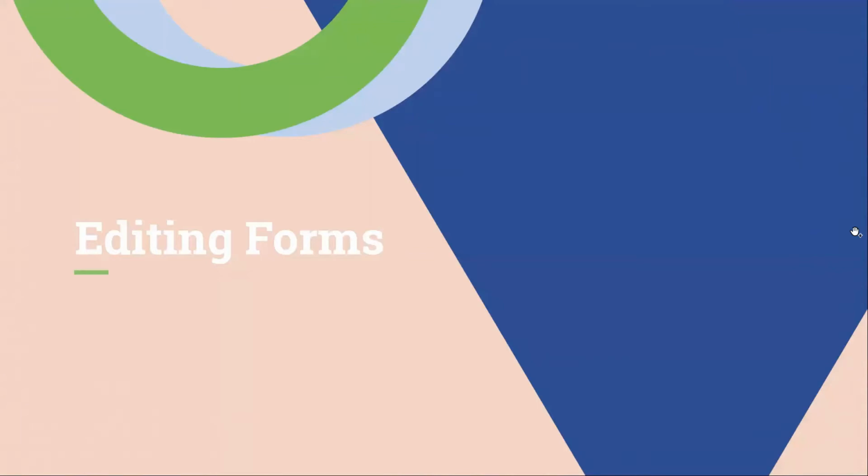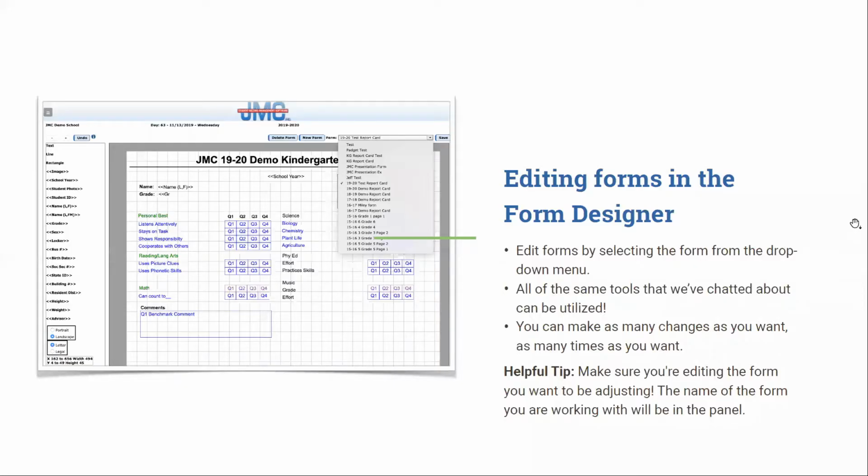So now we're going to talk about editing forms. So we know how to create a new form, a new blank form, or a new form from a template. But how do we edit forms? We edit forms by first selecting the form from the drop-down menu, whichever one you want to be working on. All of the same tools that we've chatted about can be utilized in editing the forms, as well as in creating the new forms. And I'm going to talk a little bit more in depth about some of these other tools that I skipped ahead on from creating the forms.